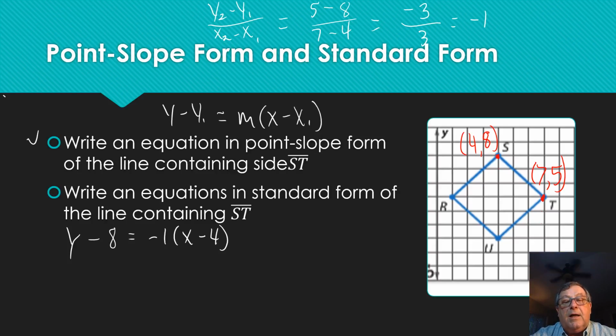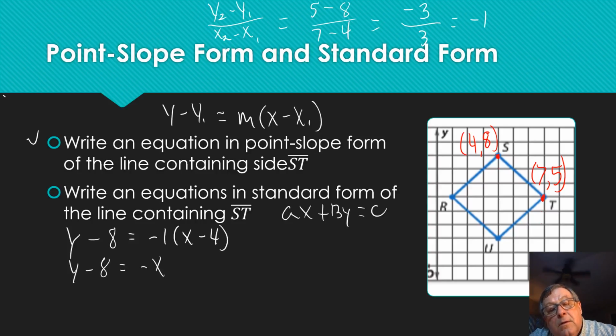Now I've got to proceed and end up putting this in standard form. Standard form, as you may recall, is ax plus by equals c. All right, well, I guess first thing I ought to do is distribute that negative 1 to the x minus 4. So I got y minus 8 equals negative x plus 4. And if I want to get this in ax plus by equals c, perhaps I should add x to both sides. So I got x plus y minus 8 equals 4.